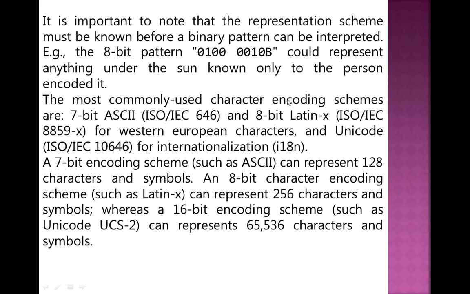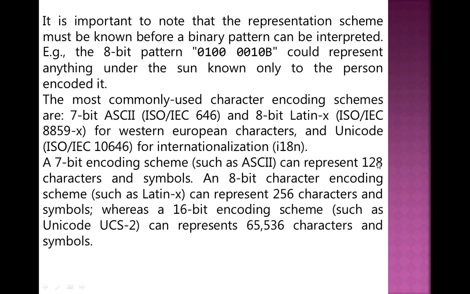The most commonly used character encoding schemes are the 7-bit ASCII code and the 8-bit ASCII code for Western European characters, and Unicode for internationalization. As I told you, there are two types of ASCII code: one is the 7-bit and the next one is the 8-bit.